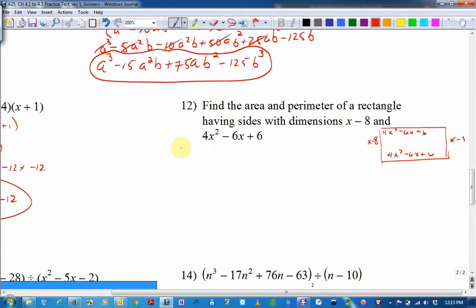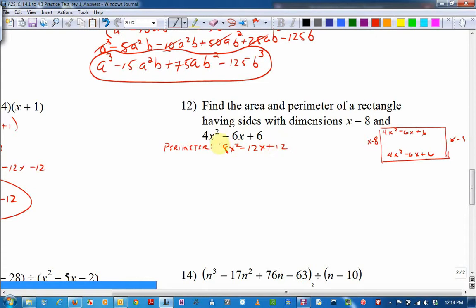So for the perimeter, we're going to add all the sides together. So let's add the two smaller sides together. It really doesn't matter how we do this. You can see that if I add the two long sides together, that 4x squared plus 4x squared, I would get 8x squared. And then the minus 6x and the minus 6x is a minus 12x. The plus 6 and the plus 6 is a plus 12. So that's one of my sides.